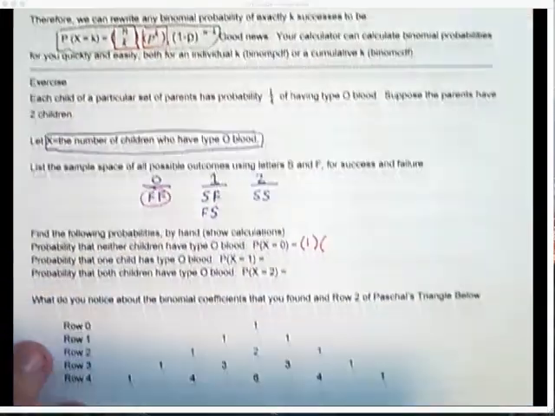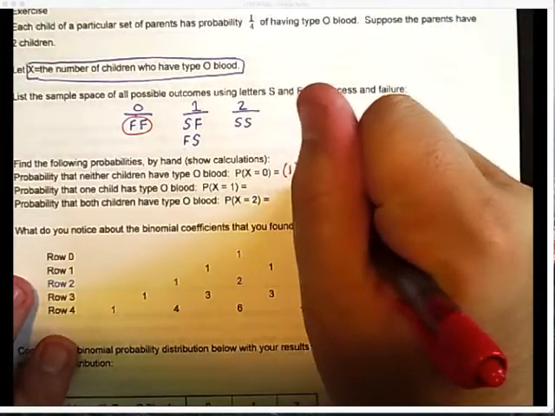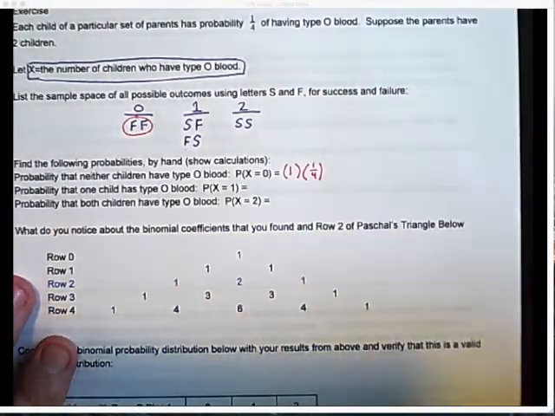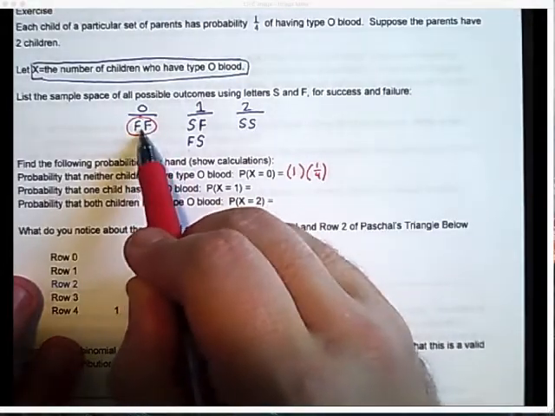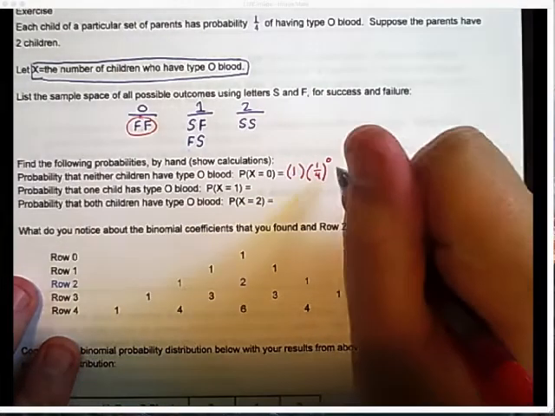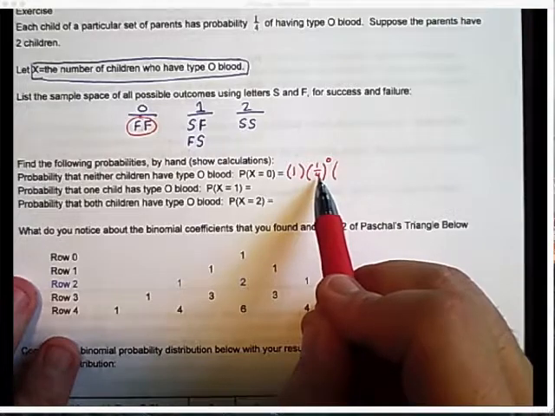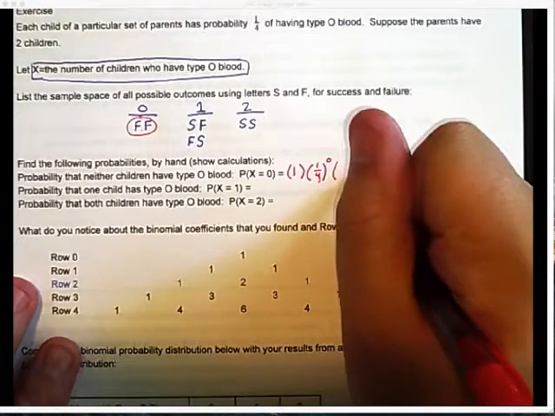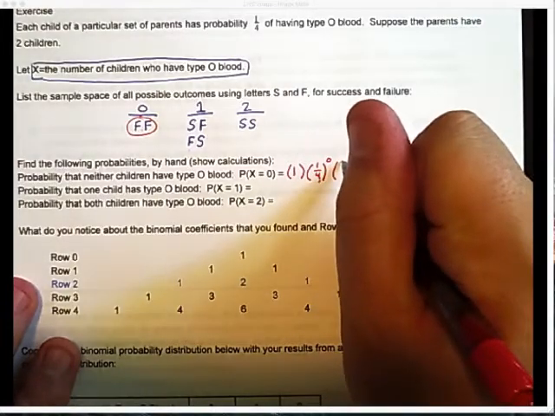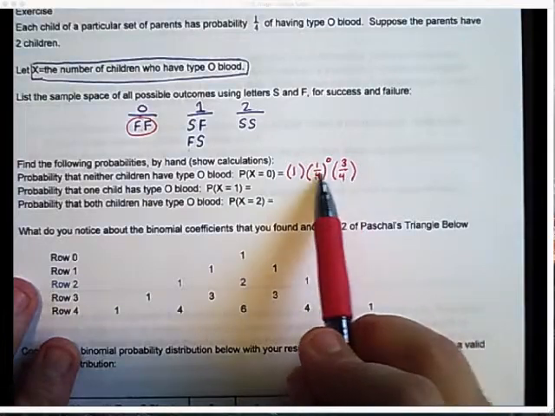Now let's look at this next part. It says p to the k. What's the probability of getting type O blood? Well, it's a fourth. They told me that in the problem. How many of them had type O blood? Well, neither of them did, so that would get raised to the 0 power. If 1/4 is the probability that they have type O blood, what's the probability that they do not? What's the probability of failure? 3/4. Both of these add up to 1.